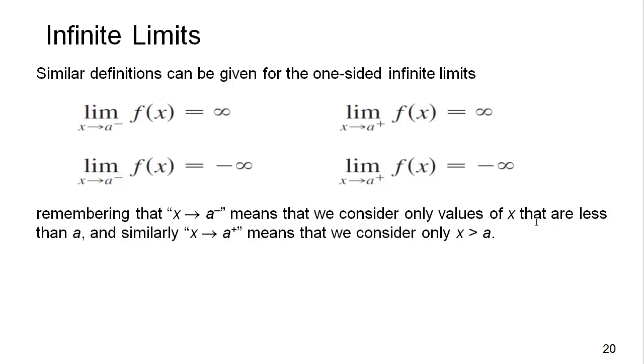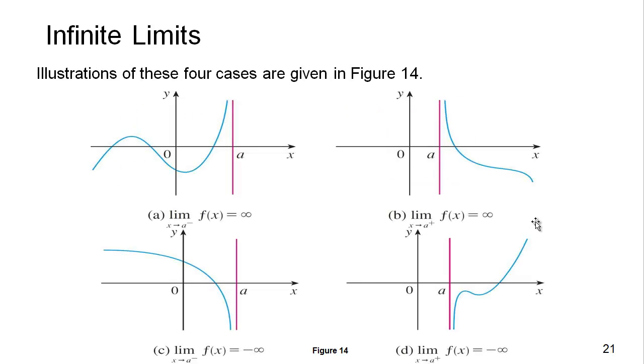Okay, we can do similar definitions for all of the left-hand and right-hand limits, right? As x approaches a from the left, from smaller things, it can go to infinity or negative infinity, and same thing from the right. So we can have one-sided infinite limits just like we can have one-sided regular limits. Here are some pictures of one-sided infinite limits.